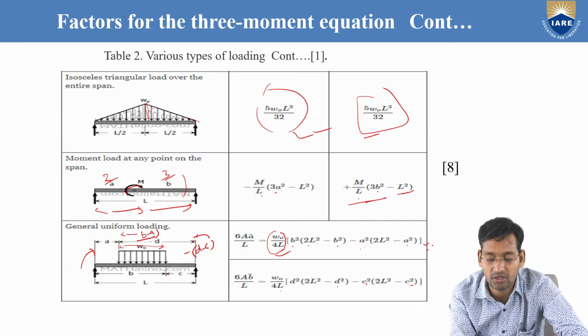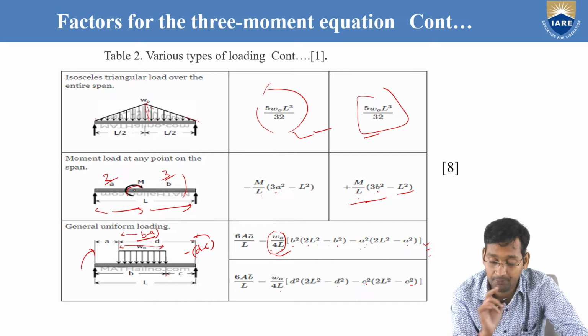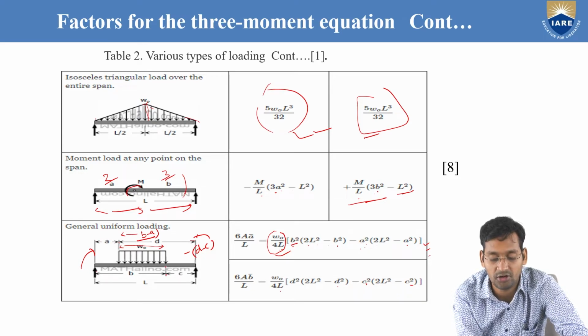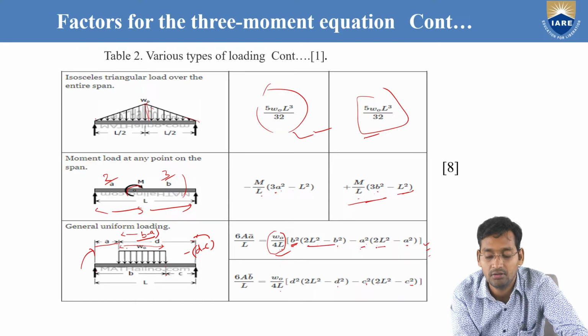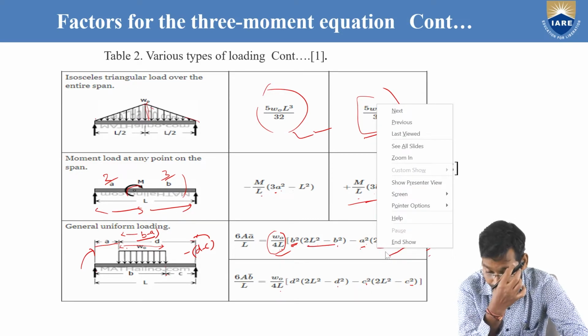So just see, this you can easily remember. How? Just see, W naught by 4L. Now from this side we are taking the total last distance up to which the load is there, that is B square. So B square into 2L square minus this same B square, right? Minus now this smaller distance, this we have already taken, now we are removing this part, then only we will get this one. So minus A square into again 2L square minus A square. So just see, here B square, then 2L square minus B square. Here A square, then 2L square minus A square.